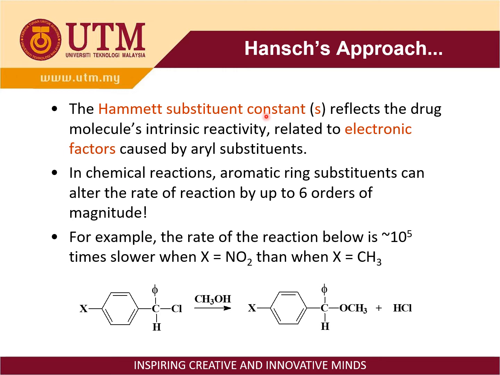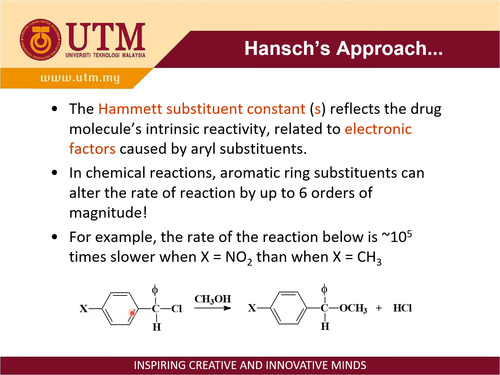What Hammett substituent constant does is, it's a constant sama juga macam tadi. Dia akan take certain value ataupun aromatic ring substituent, and then dia akan calculate each of the substituent to certain value. Okay, so for example dekat sini the 10 to the power of 5, the rate of reaction of this structure is 10 to the power of 5 slower bila dia ditukar dengan NO2 and when it's changed to CH3. Okay, so kalau di CH3 dia akan lebih laju, the rate of reaction dia akan lebih laju.